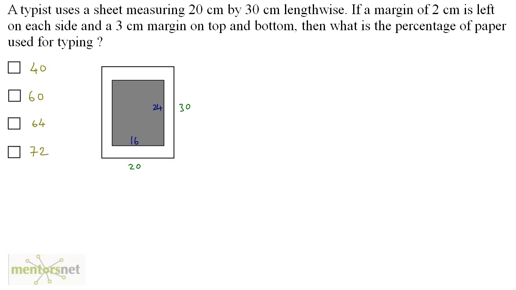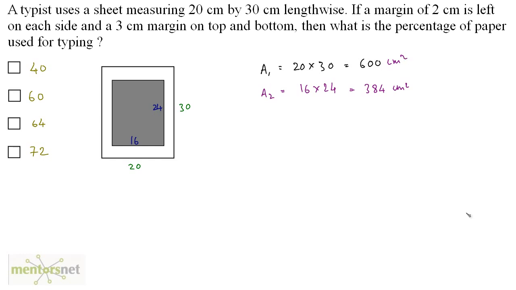Okay. Now let us find out what is the total area of this paper. So total area is equal to length into breadth. That's 20 times 30, and that is 600. Now let's calculate the area of the printing surface. Right. So let it be A2. It is equal to 16 times 24, and that is 384 centimeter square.